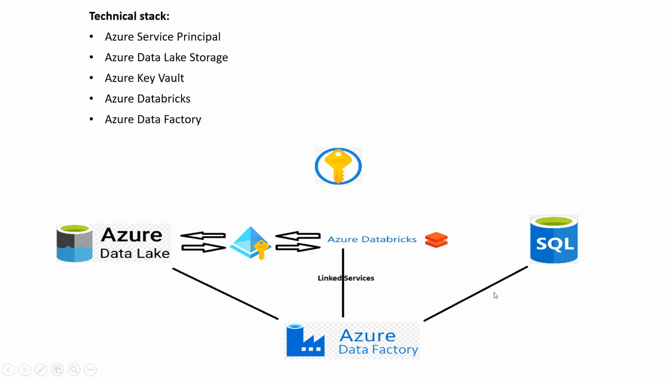And we should also create a linked services between Azure Data Factory and Azure Data Lake Storage and Azure Databricks and SQL DB. And authentication method between Azure Databricks and Azure Data Lake Storage is going to be Azure Service Principal. That also we are going to create. So I'm going to give a complete demo on how to achieve this. Please stay tuned.